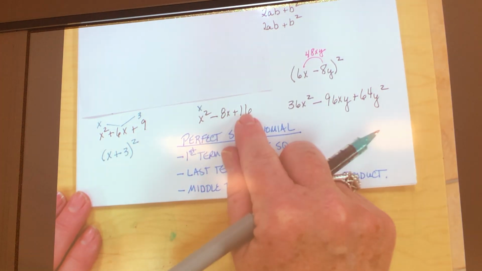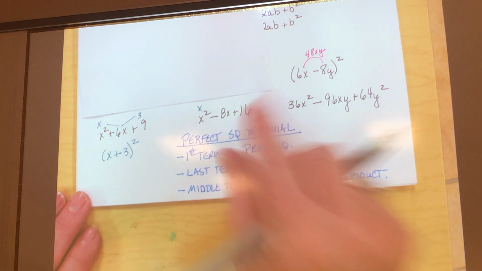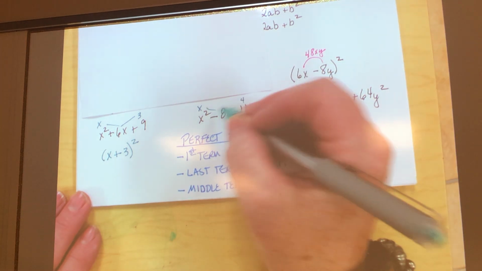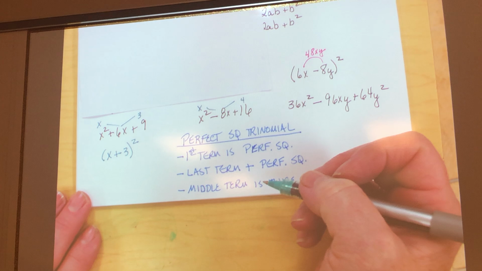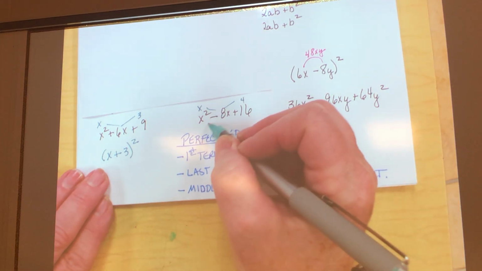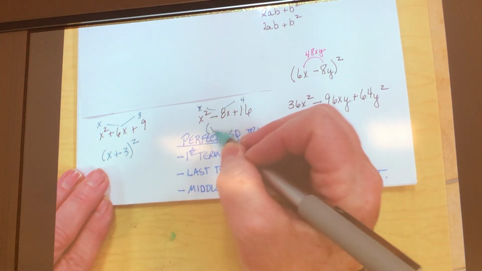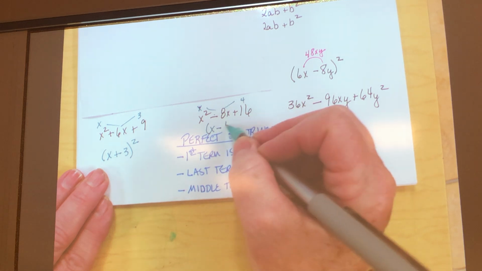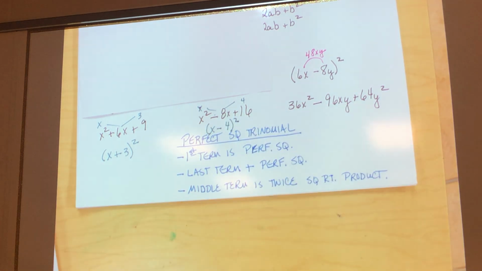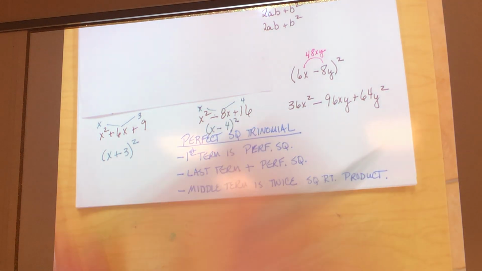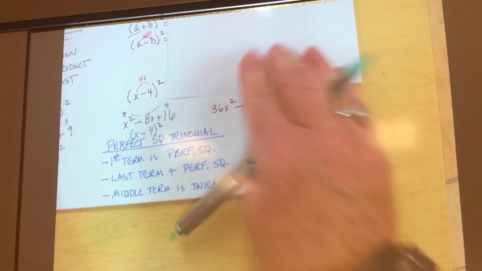Okay? Is this a perfect square? Of what? 4. Is this middle one twice their product? Yes. So what does he factor into? X minus 4, quantity squared. Okay? All right, let's do this guy over here.